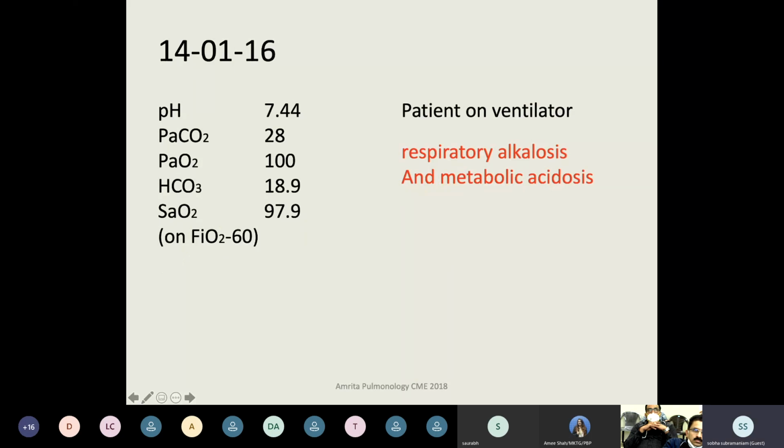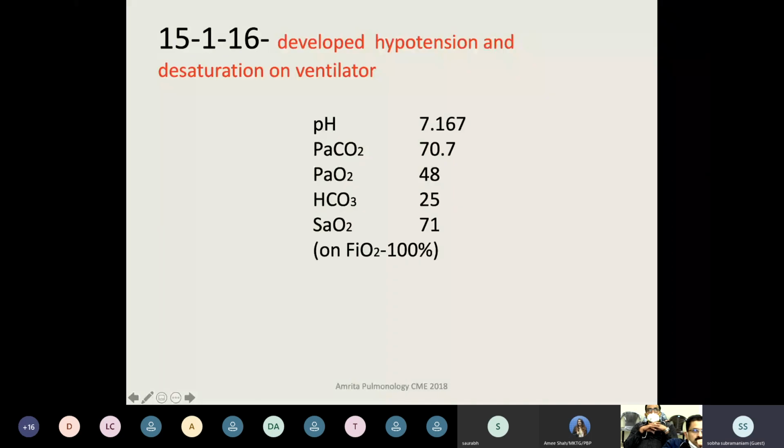Next day, her ABGs are showing mild respiratory alkalosis, and still there is evidence of metabolic acidosis in the form of reduced bicarb of 18.9. Right, on 15, that is about 1 day after this, she was found to have desaturation while on ventilator with hypotension. Look at the ABGs. There is acidosis, marked acidosis, 7.167. Who is the culprit? It is PaCO2, 70.